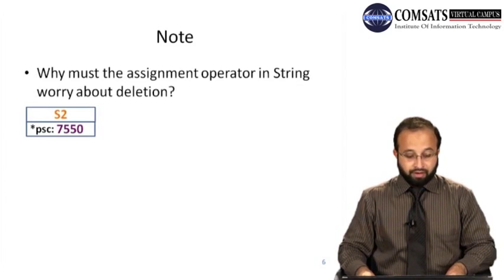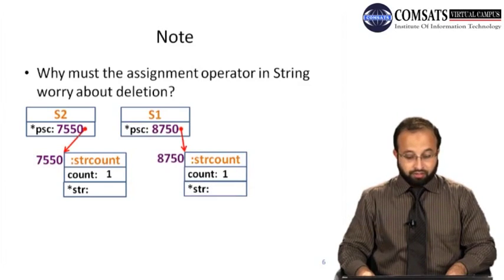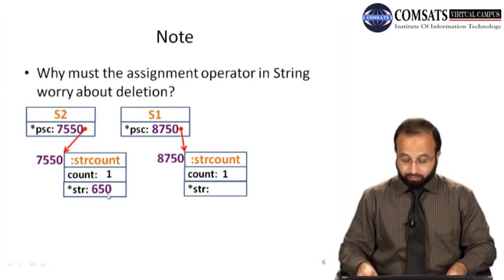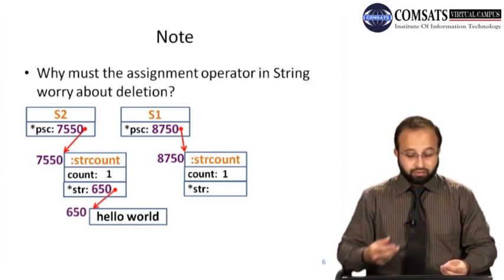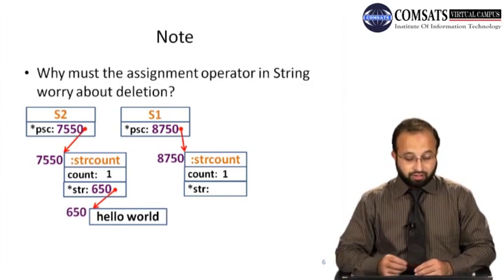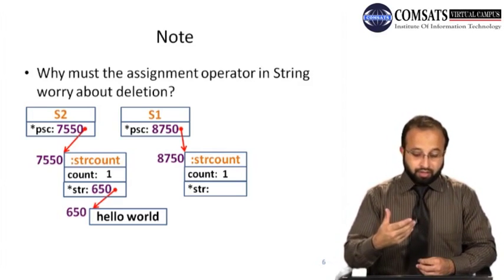Because if we have an object s2, s1, and s2 is pointing to a string count, s1 is pointing to a string count object, right? And count is 1. So string count का जो s2 जिस string count को point कर रहा है उसके पास जो character pointer है उसके पास एड्रेस 650 है and 650 एड्रेस पे हमारे पास एक string है hello world. So यहाँ पर जो एड्रेसेस मैं assume कर रहा हूँ 7550 या 650 या 8750, so these are the integer values just to आसानी के लिए.